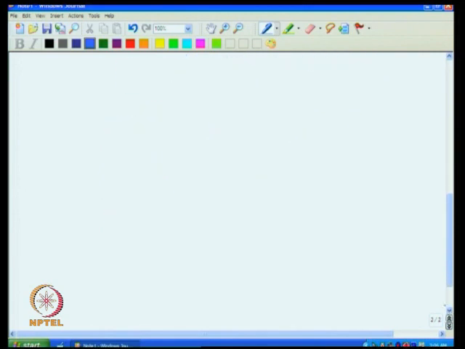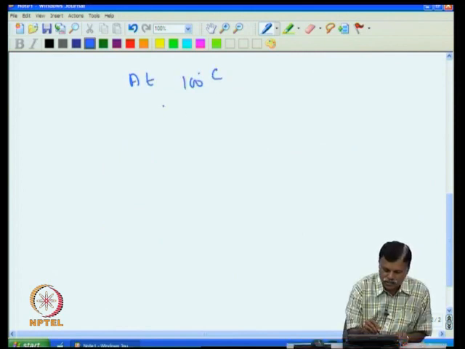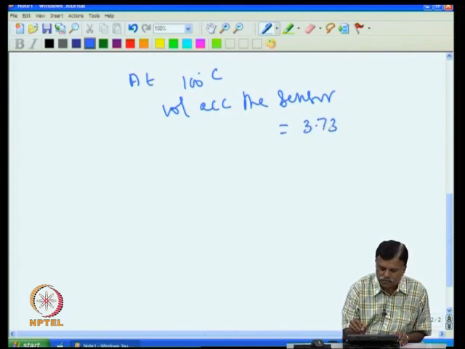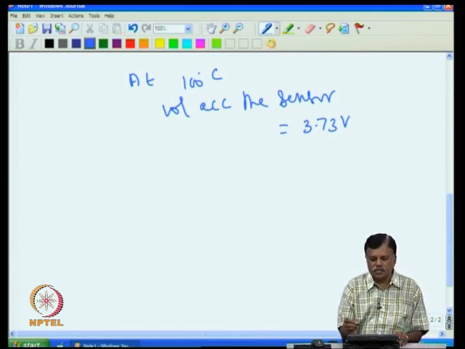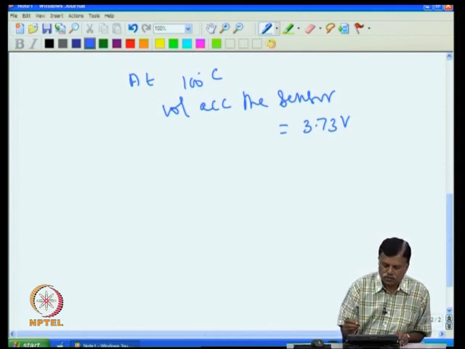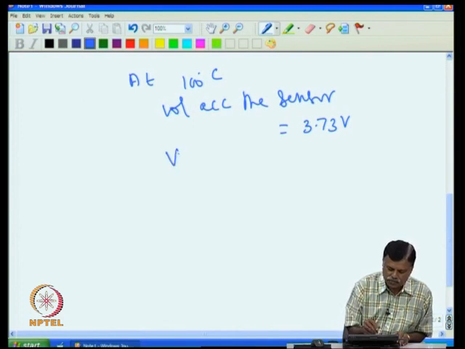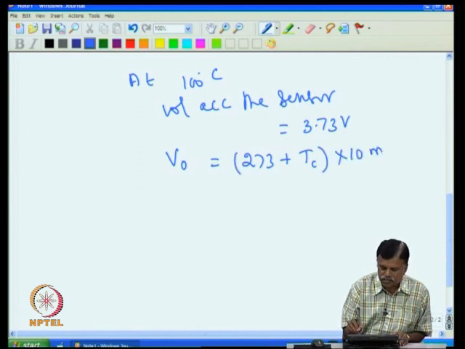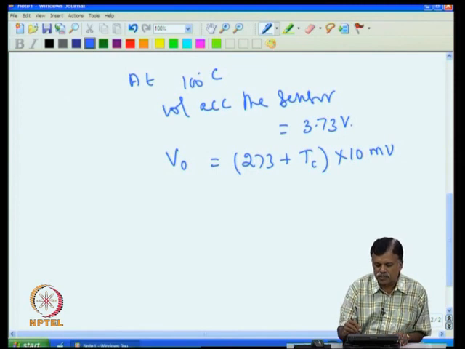Then at 100 degree C, voltage across the sensor will be 3.73 volt, because 0 degree C corresponds to 273 degree K. So, basically the V output of the sensor is actually 273 plus temperature in C into 10 millivolt. That is what the temperature gives. That is why at 100 degree C we will get 3.73 volt.